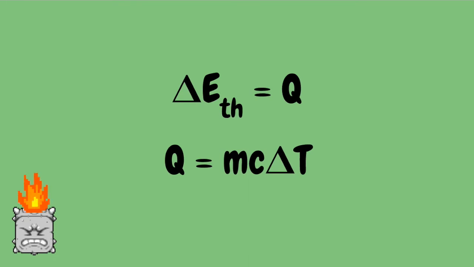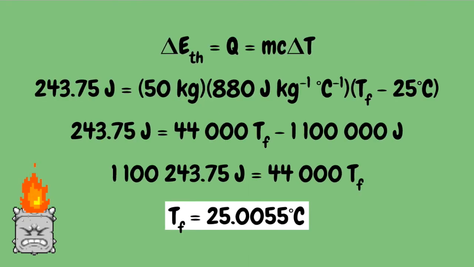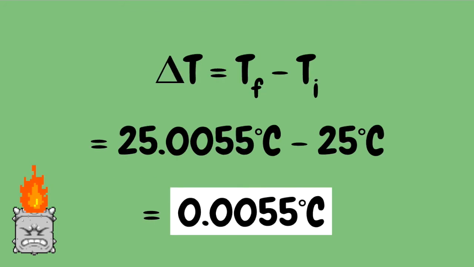And by definition, Q equals mcΔT, so we plug in what we know on both sides of the equation to solve for the final temperature of the thwomp. On the left, our change in thermal energy is 243.75 joules, as we just found, and mcΔT equals 50 times the specific heat of concrete, 880, times the final temp, minus 25 degrees Celsius. Doing all of the algebra, we find that the final temperature is 25.0055 degrees Celsius. So we see that the thwomp heated up 0.0055 degrees Celsius due to friction, which is a very small amount.